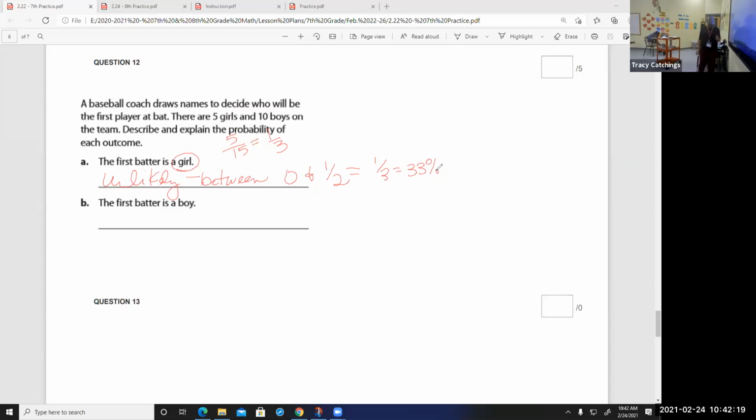All right, then let's say the first batter is a boy. Yes, more likely than not. And why could we say that? There are more what? More boys than girls. Good job. Any questions about it? All right, go ahead and finish getting what you need.